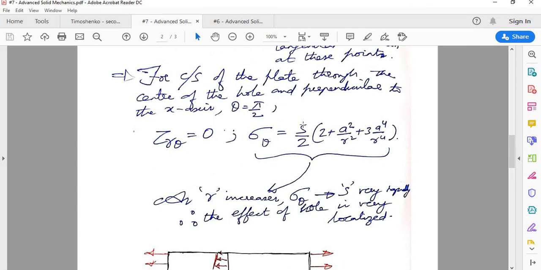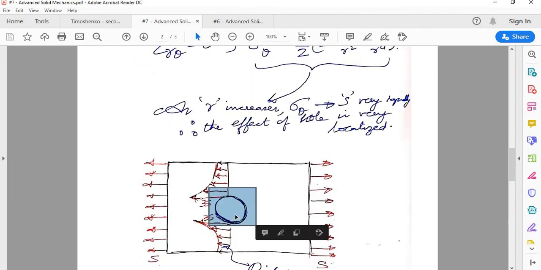So even though these expressions are for an infinite plate, they can be applied to finite plates with a small error, because as the radius increases, the sigma theta variation reduces. It also shows that the effect of the hole is actually very localized. Since the effect of the hole is very localized, you can apply this for finite plates as well.